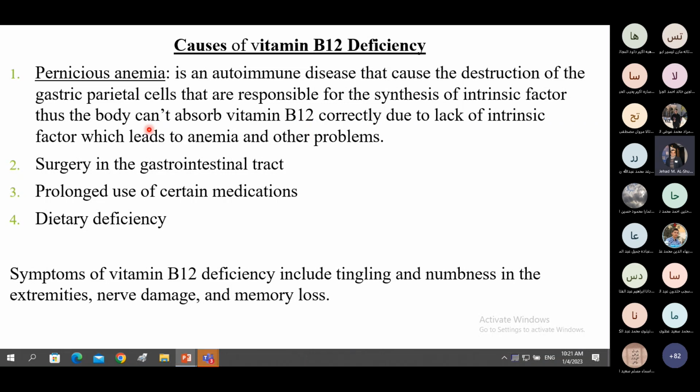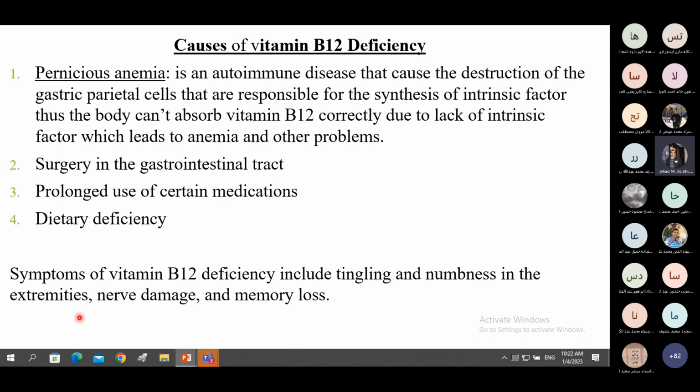Second, causes of vitamin B12 deficiency: surgery to the gastrointestinal tract. Third, prolonged taking of some medication. So some drugs may also cause vitamin B12 deficiency. Diet deficiency: maybe those persons don't eat the food that is rich in B12, as we said. Symptoms of vitamin B12 deficiency: tingling and numbness in the extremities.